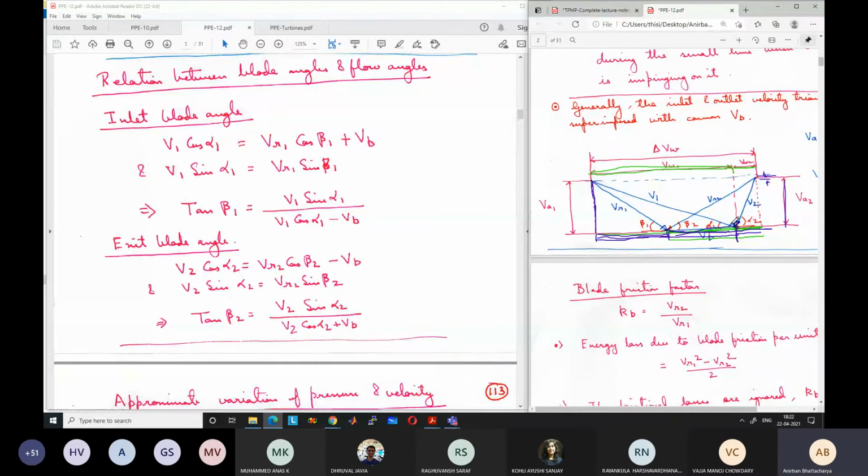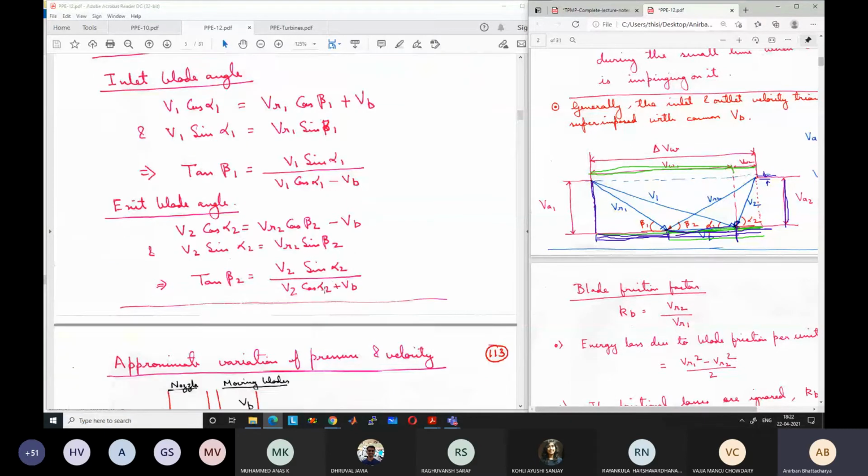So like this we can find the blade angles from the flow angles. The opposite can also be done. If the blade angles are known, you can find out the flow angles. You just have to draw the velocity diagram and correlate the values. Let us finish up to this part and then take a break.